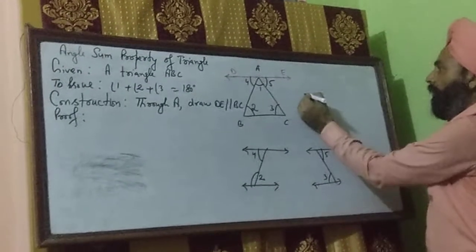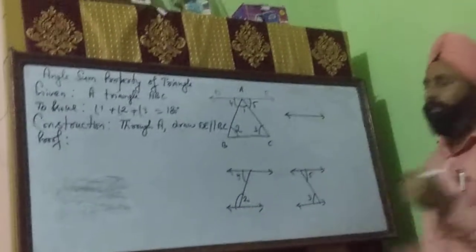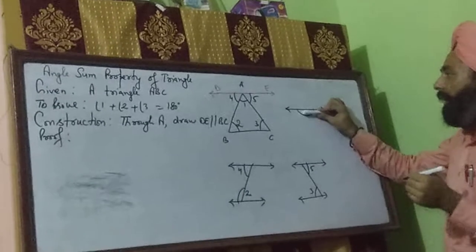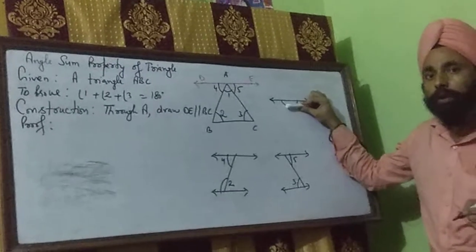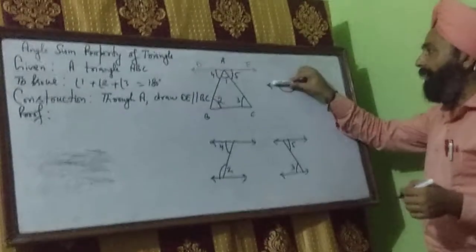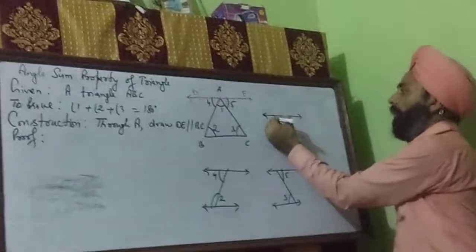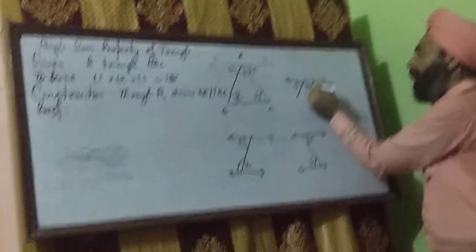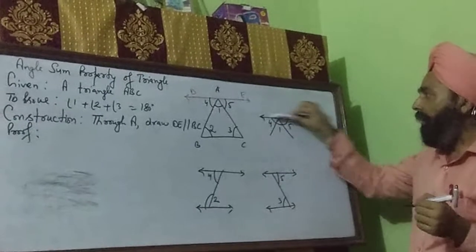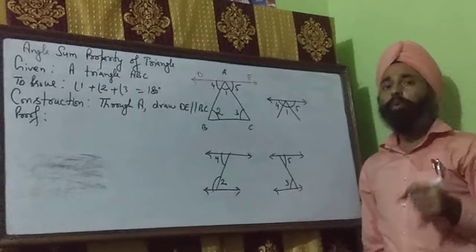Now, this one is a line, suppose the DE line, and this complete angle is 180 degrees. We say this one is a straight angle. Now this angle is divided into three parts like this: angle 4, angle 1, angle 5. Now angle 4 plus angle 1 plus angle 5 will be the straight angle. So we can say angle 4 plus angle 1 plus angle 5 equals 180 degrees.